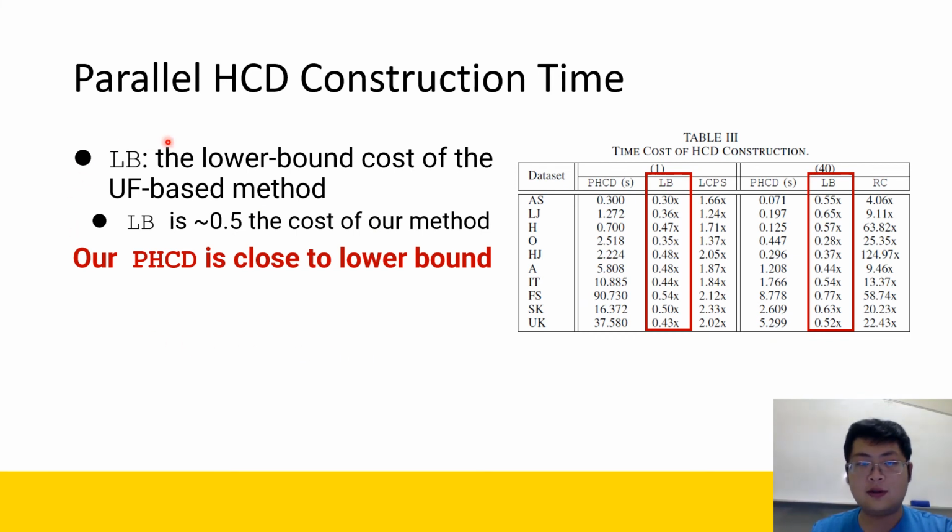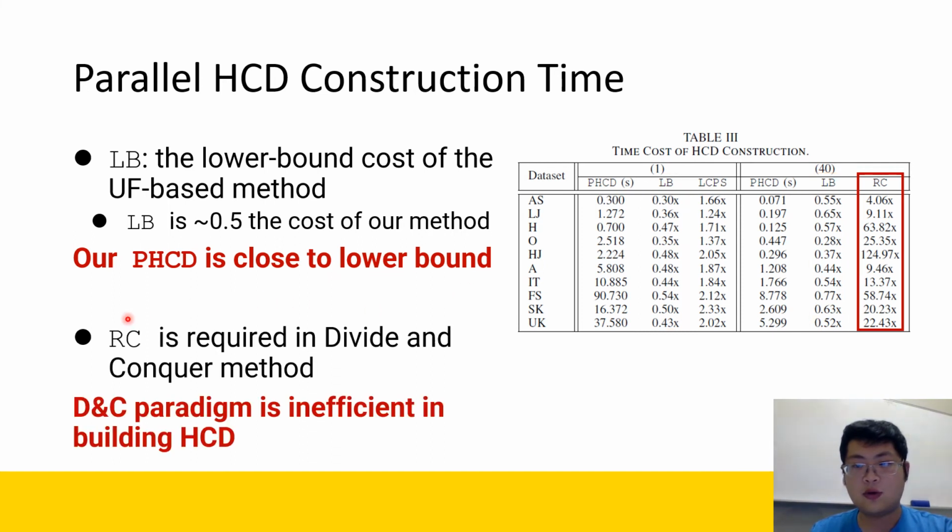Then we let LB be the lower bound cost of union-find based methods. We can find that LB is about half of the cost of our method whether 1 core or 40 cores are used. So our PHCD is close to the lower bound. We also let RC be the cost of an algorithm required in the divide and conquer method. We can find this number is very large, so the divide and conquer paradigm is inefficient in building HCD.